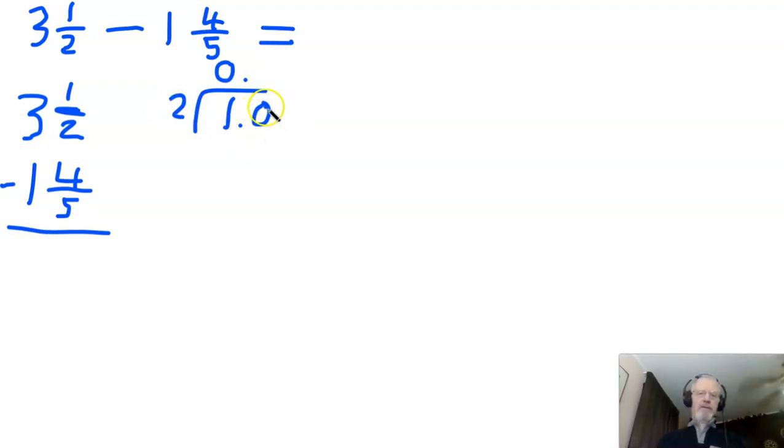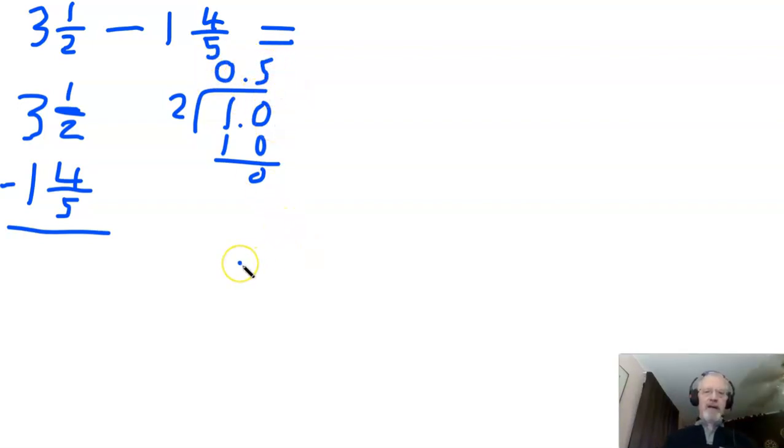10. 2 goes into 10. 2 times something is exactly 10. 2 times 5 is exactly 10. I subtract and I got nothing. So 1/2 is 1 divided by 2, which is also 5 tenths. That's how we say 0.5, 5 tenths.